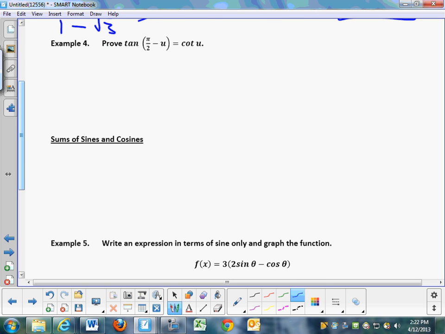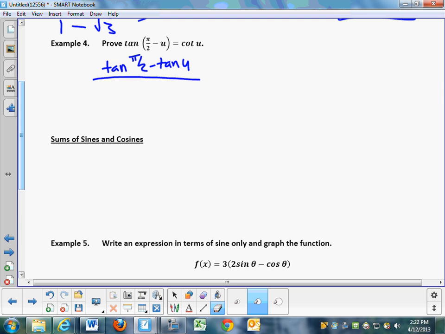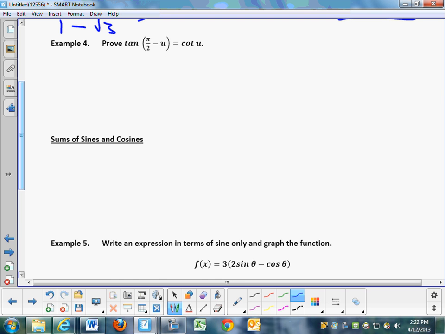Prove tangent of pi over 2 minus u is equal to the cotangent of u. So now we're going to prove. We're going to take the identities which we've learned and make that. Now, this is tangent of a difference. So don't write this down. You might set it up as tangent of pi over 2 minus tangent of u, but what's the problem? What's the tangent of pi over 2? It's undefined. So, since tangent of pi over 2 is undefined, we can't use that type of formula.